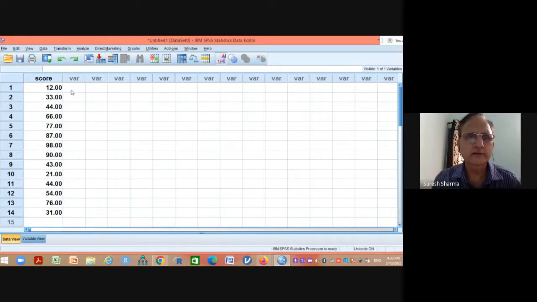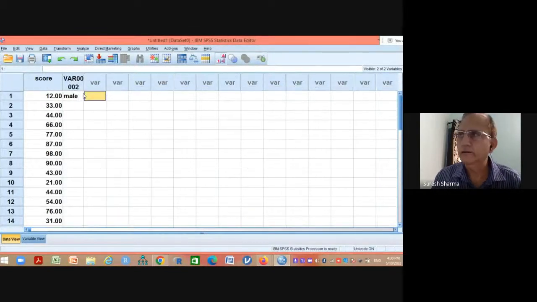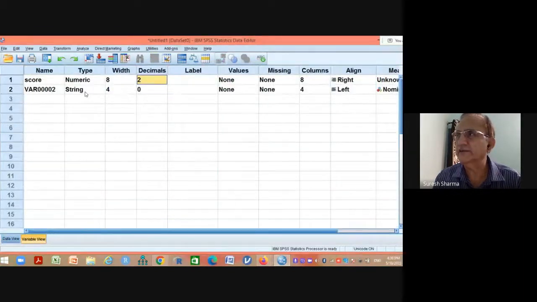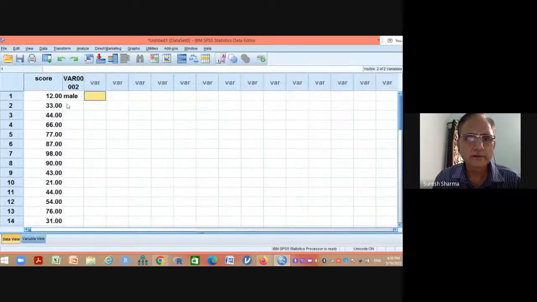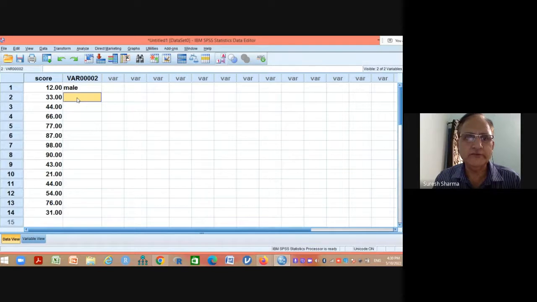Let's try that. Let's say I write male. So it has taken the male. Once it has taken the male, you go to the variable view, it will not show you that this is numeric. It will take this as a string variable. You see, automatically it has taken this as a string variable. Right? Now, let's say first is a male and second one is a female.